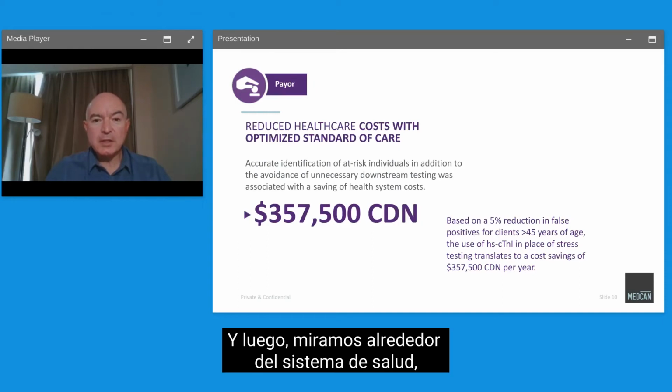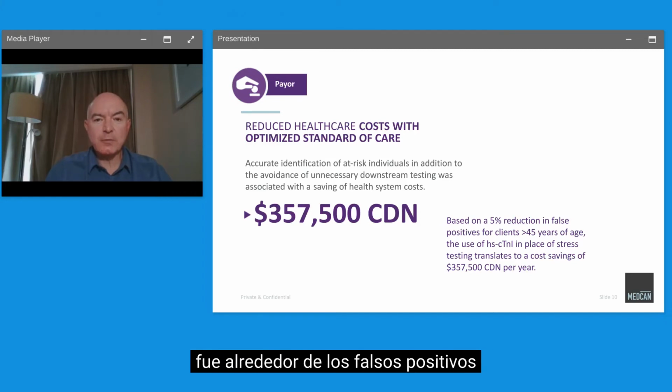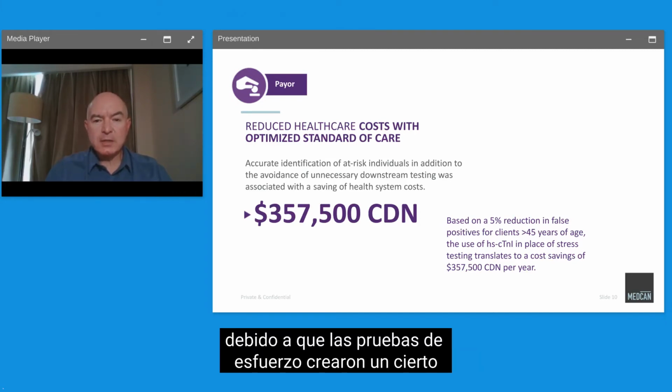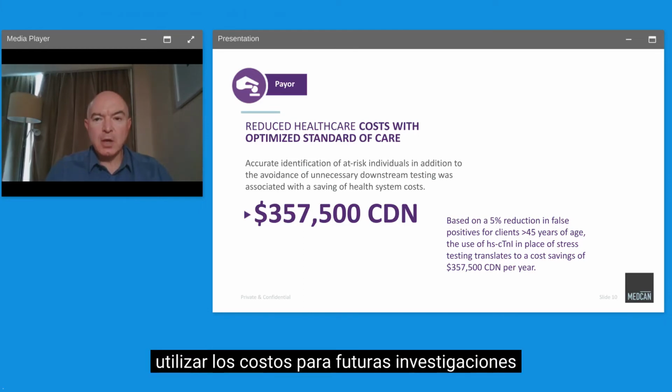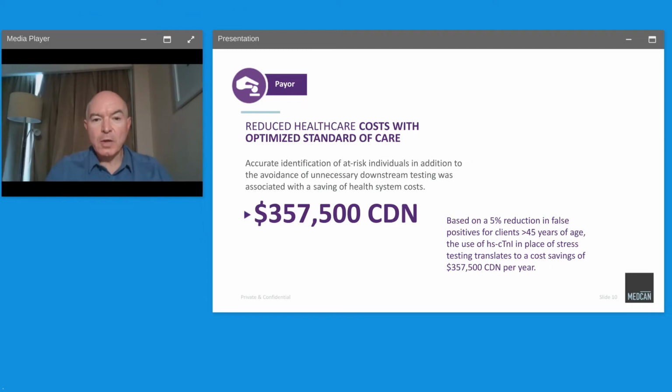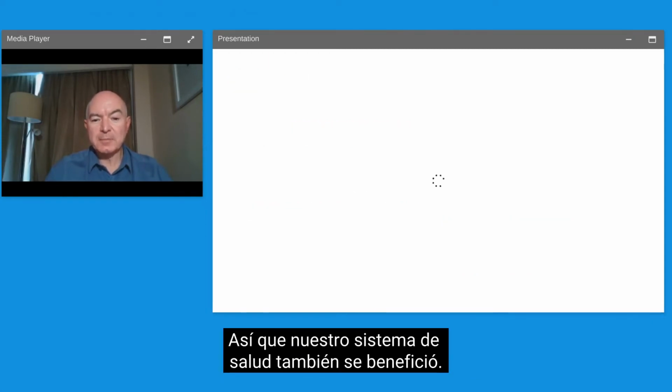And then when we look at the health system around us, the way we came up with this saving was around false positives. So exercise stress testing created a certain number of false positives, and those ended up going into the healthcare system, utilizing costs for further investigations that turned out to be normal in the end. And so by minimizing our reliance on exercise stress testing and moving more towards HS troponin I, we were able to demonstrate savings to our payer system. So our health system around us benefited as well.